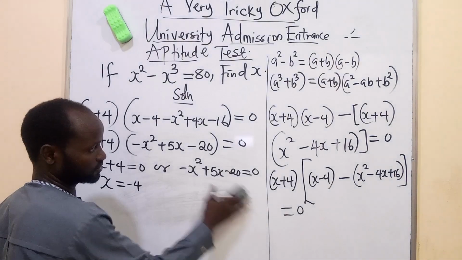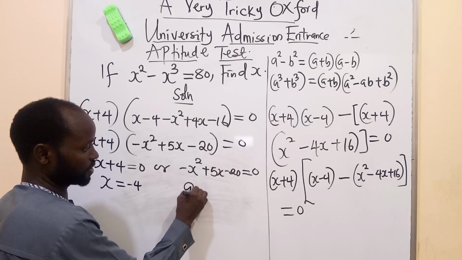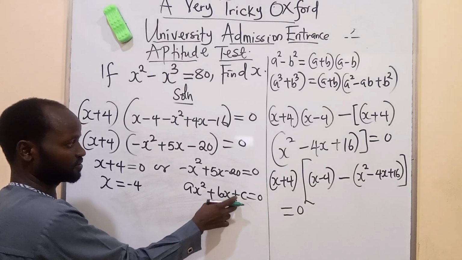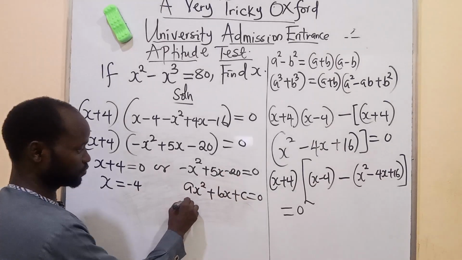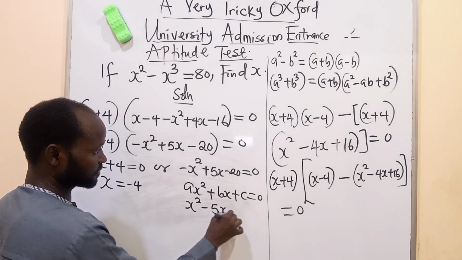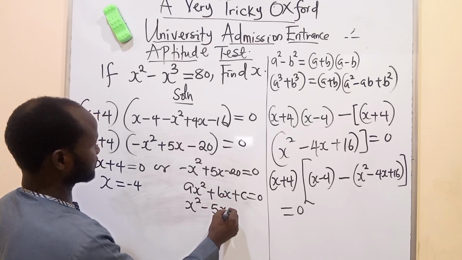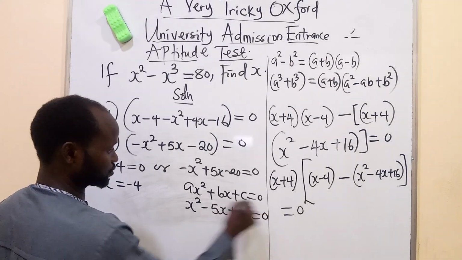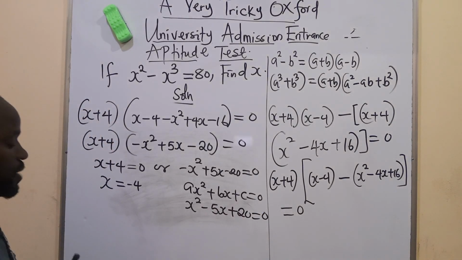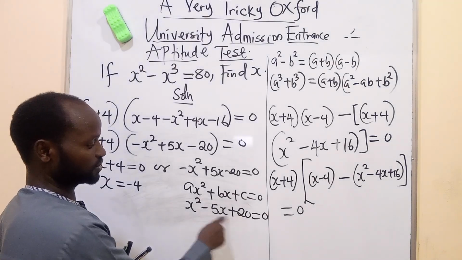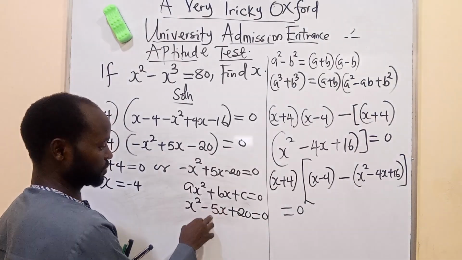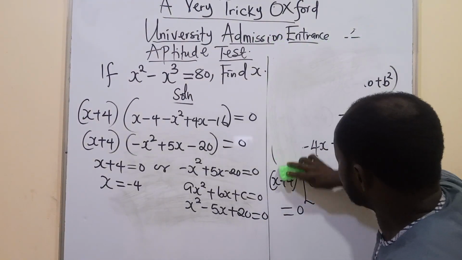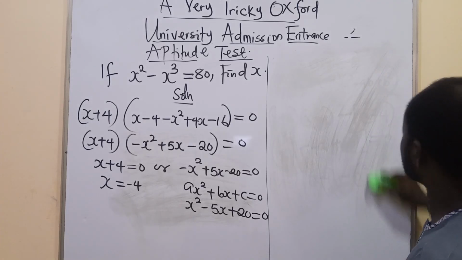Next, this is a quadratic equation. A quadratic equation is of the form ax squared plus bx plus c equals 0, so we have to write this in this form. Let's multiply through by minus 1. This will be x squared minus 5x plus 20 equals 0. Can we factorize it, two factors of 20 that can give us minus 5? No. So let's use the formula method to solve that.